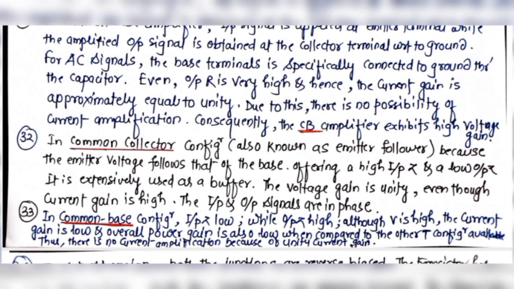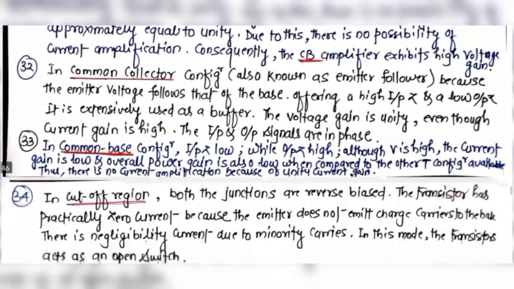In common base configuration, input impedance is low while output impedance is high. Although voltage gain is high, the current gain is low and overall power gain is also low when compared to the other transistor configurations available. Thus there is no current amplification because of unity current gain.